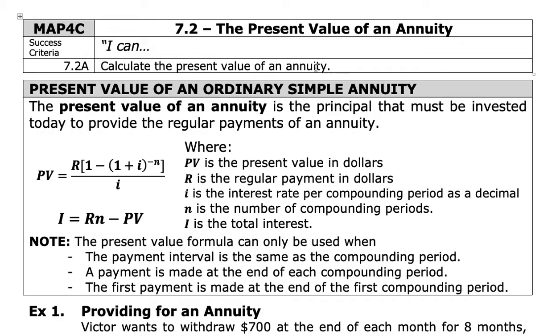MAP4C 7.2, the present value of an annuity. The present value of an annuity is the principal that must be invested today to provide the regular payments of an annuity. Earlier we discussed that an annuity is a series of regular payments. But the difference is, in this case, we are talking about a large amount that is deposited and we'll be making withdrawals from that amount at regular increments.